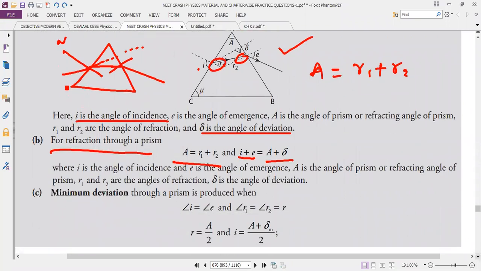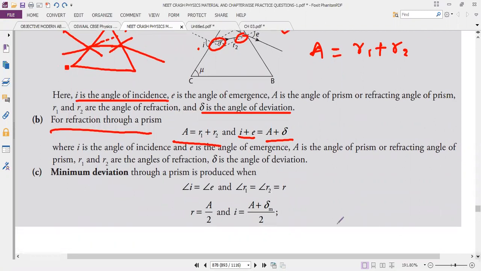Next, minimum deviation through a prism. The angle of incidence and the angle of emergence are both equal. I value, E value: if this is 30 degrees, the emergent is also 30 degrees. Then R1 and R2 are also equal. Then you will get R equal to A by 2. What is the A formula? A equals R1 plus R2. Since they are equal, it is 2R. Then R equals A by 2.